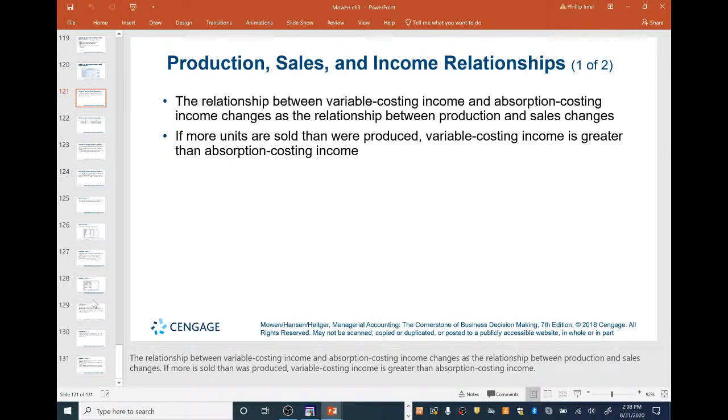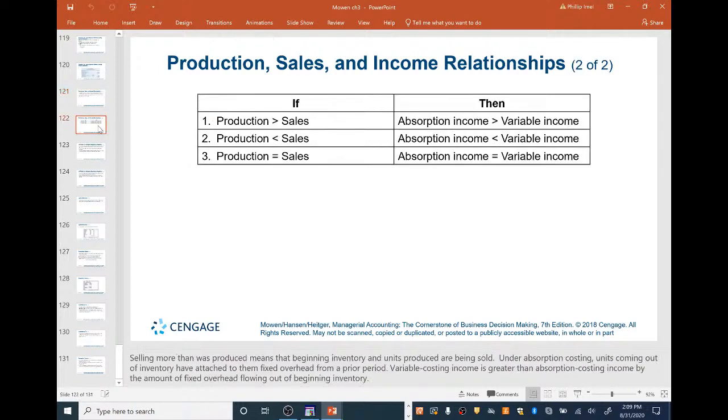Okay, so next let's talk about production, sales, and income relationships, okay? The relationship between variable costing income and absorption costing income changes as the relationship between production and sales change. If more units are sold than were produced, variable costing income is greater than absorption costing income. So let's just take a look at this real quick. It's just a little chart here, and I believe this is going to be the last chart here, and then this will be the end of this chapter's lecture.